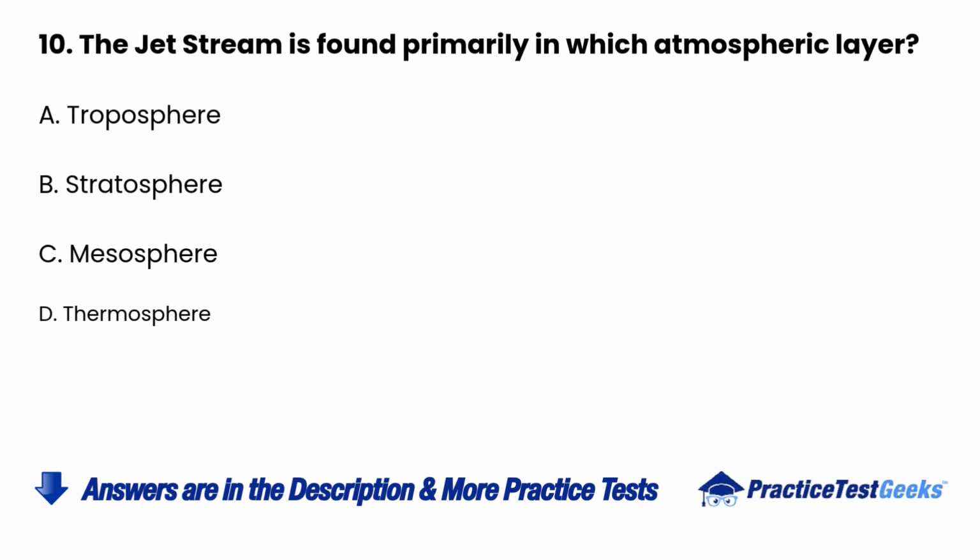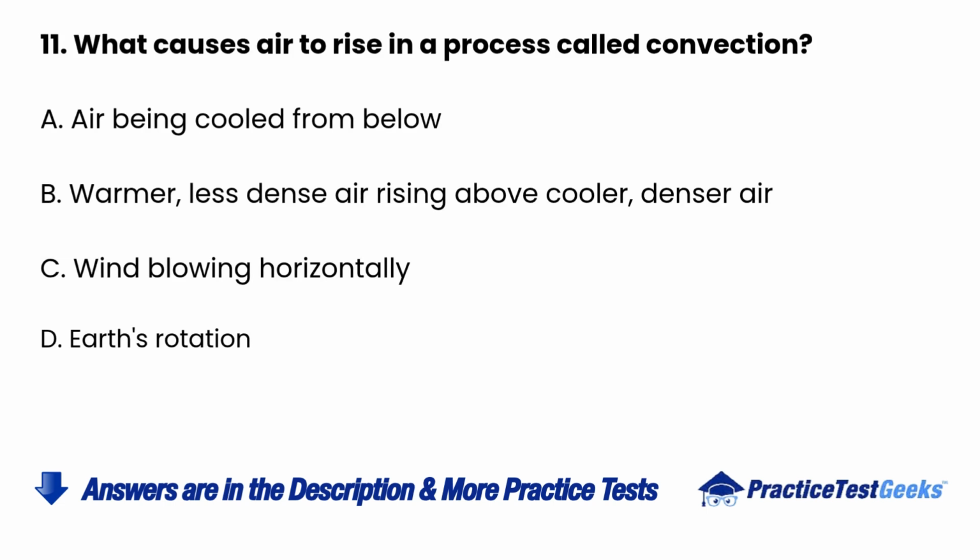10. The jet stream is found primarily in which atmospheric layer? A. Troposphere. B. Stratosphere. C. Mesosphere. D. Thermosphere. 11. What causes air to rise in a process called convection?